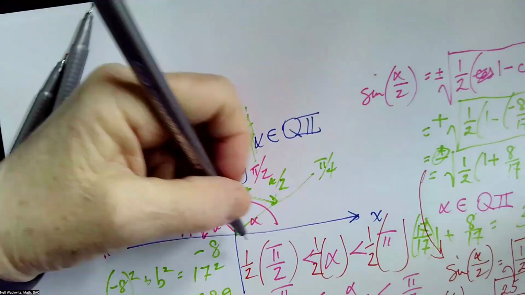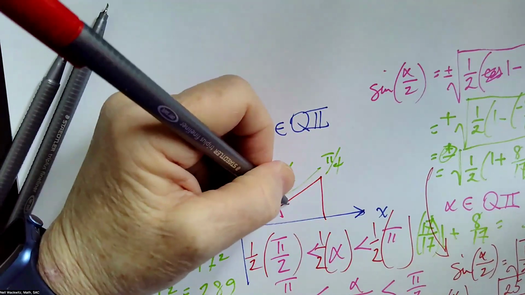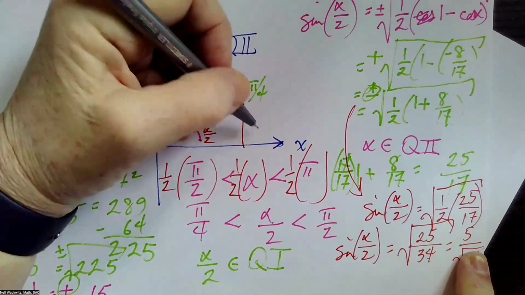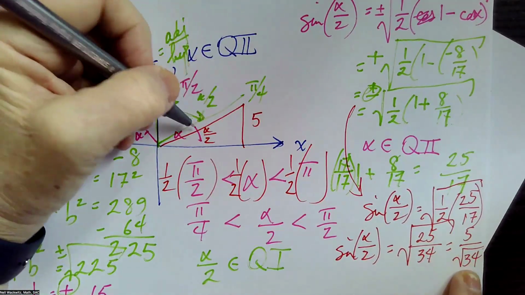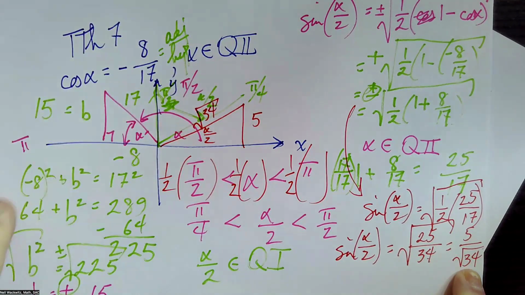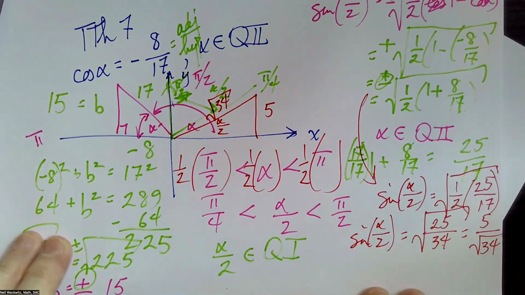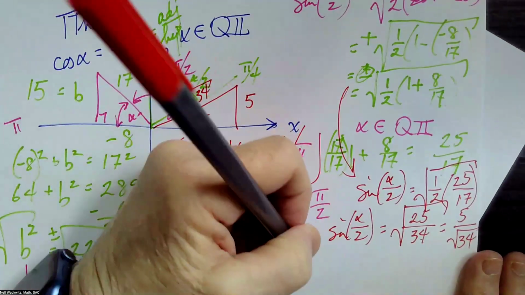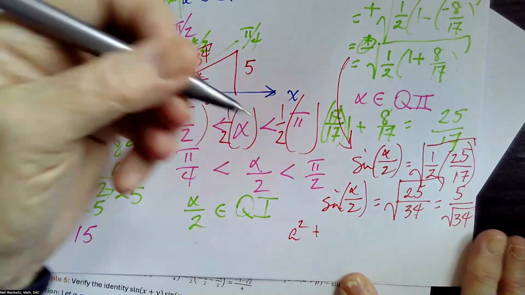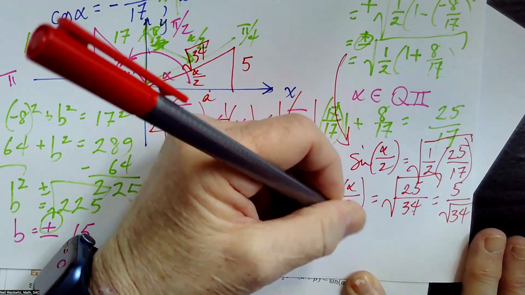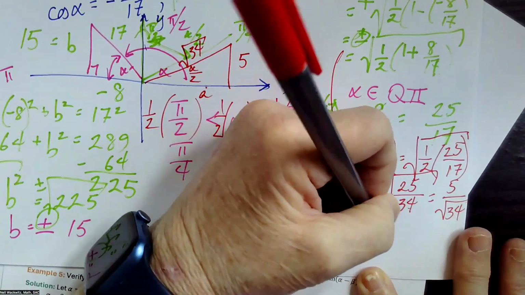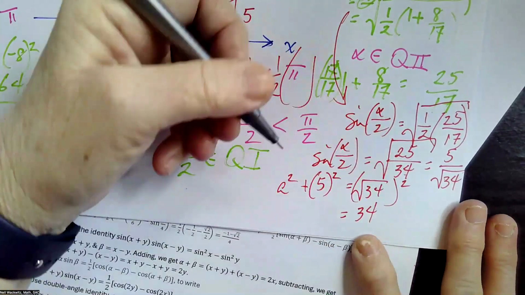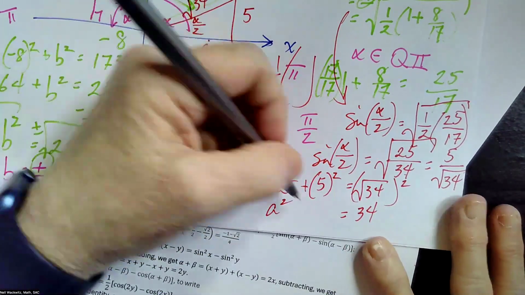So let's cheat. Let's draw the triangle for alpha over 2. We know that the opposite side is 5 and that the hypotenuse is square root of 34. And let's use the Pythagorean theorem to find this missing adjacent side. So I know that a squared plus 5 squared is square root of 34 squared, or that 34 is equal to a squared plus 25.